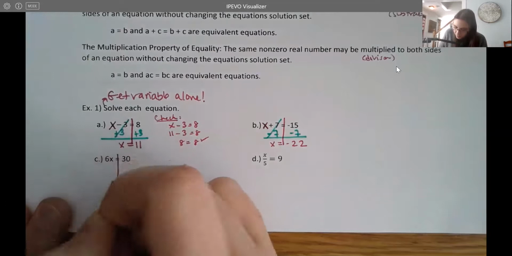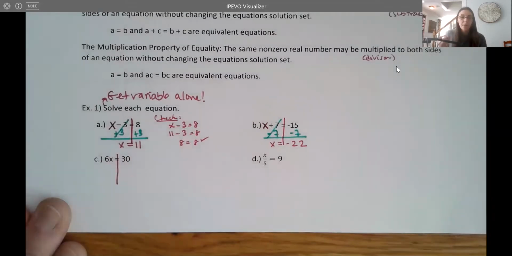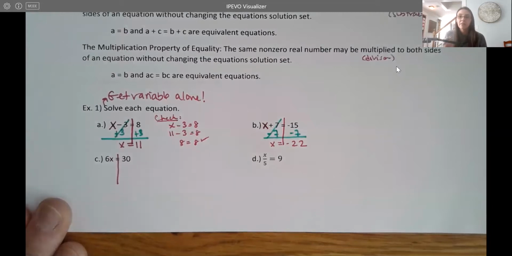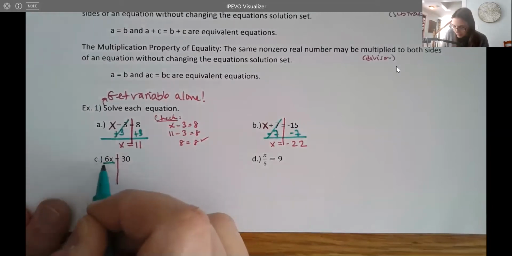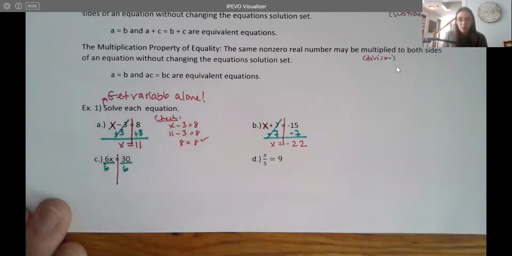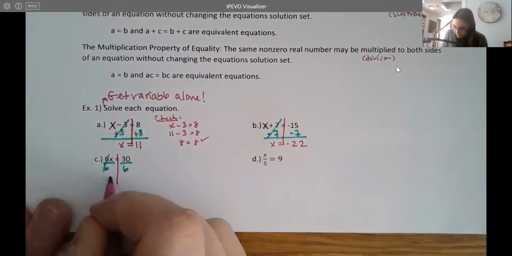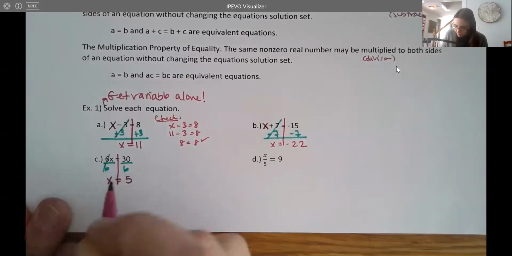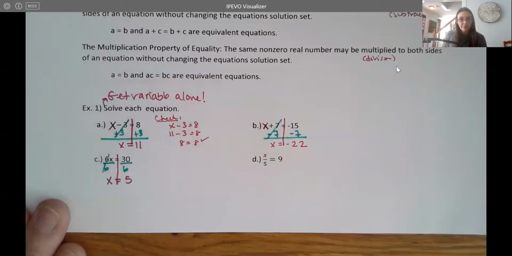Now for my next one, this one's a little bit different. I have 6 being multiplied with x. 6x means multiplication. And again, I want that x by itself. So I need to get rid of the 6. I don't want that 6 hanging around. Well, the opposite of multiplication is division. So to cancel out the 6, I would divide by 6 on both sides. This leaves me with just x, and 30 divided by 6 is 5.